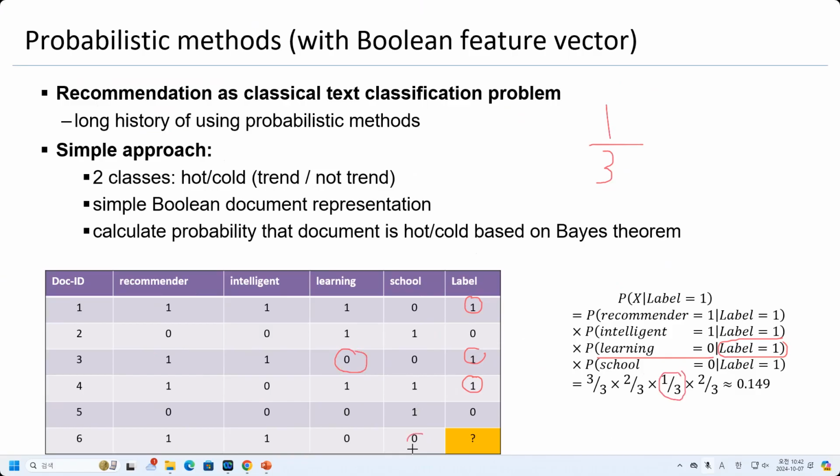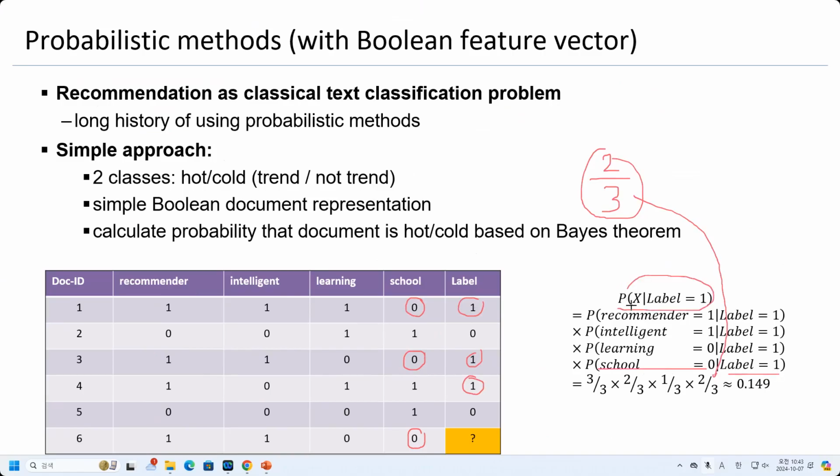And the last one is school. School equals 0. Then I want to know how many times the word school is 0 when it has the label 1. Among those documents, word 0 school, word 0 school, we have 2 out of 3 documents. It is the probability of school equals 0 given the label equals 1.